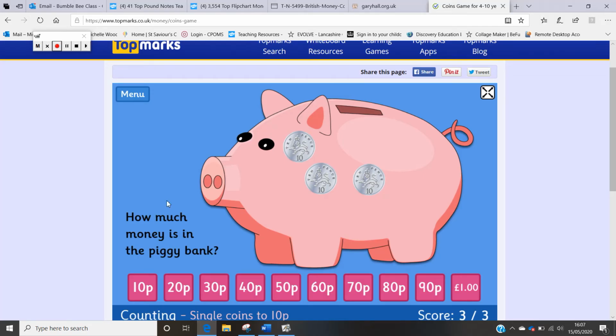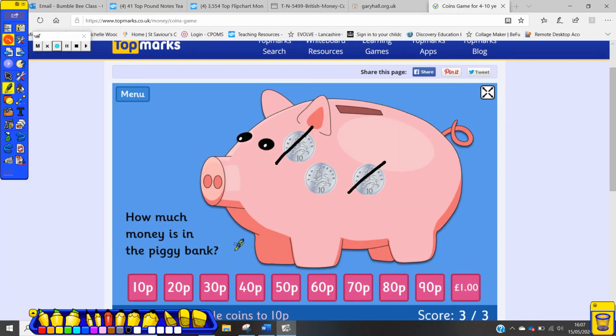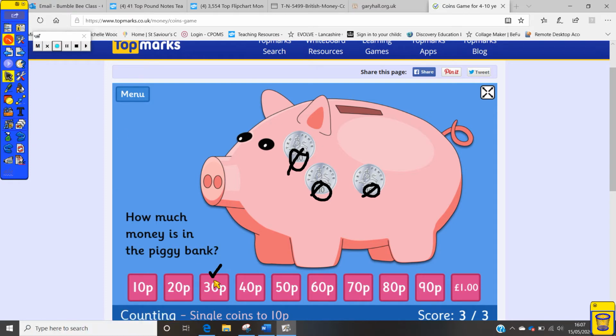So let's count this time how much money is in the piggy bank with 10p coins. So we can see here that the value of these coins is 10p, because it actually says the number 10 on each of these coins. So we know that we have got 10, 20, 30p on our screen, so we need to select the 30p down at the bottom here.